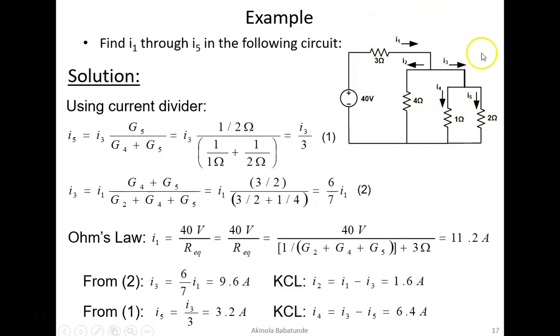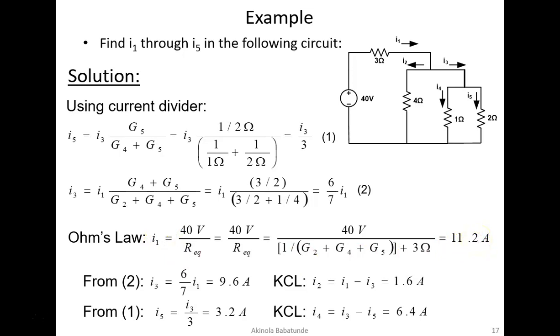How do we find the R equivalent of this entire circuit? R equivalent will give us 1 over G. R equivalent will give us 1 over G2 plus G4 plus G5, plus the 3 ohms that we have out here. We can call that G1 if you want. And then when you carry out a simple arithmetic operation, your I1 will be equal to 11.2 amperes.